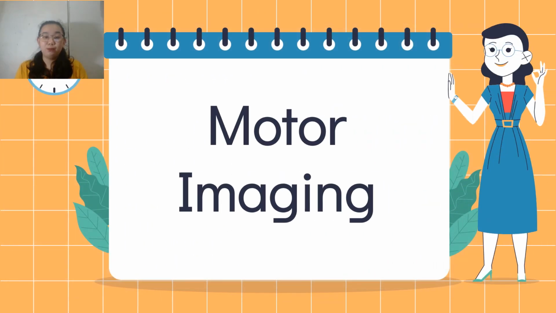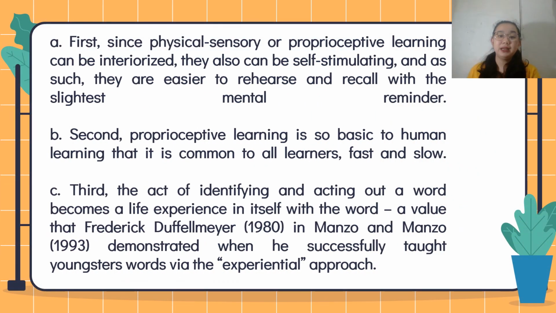And for the last subtopic, we have motor imaging. In implementing motor imaging, first, since physical, sensory, or proprioceptive learning can be interiorized, it can also be self-stimulating, and as such, it is easier to rehearse and recall with the slightest mental reminder. Second, proprioceptive learning is so basic to human learning that it is common to all learners, fast and slow.